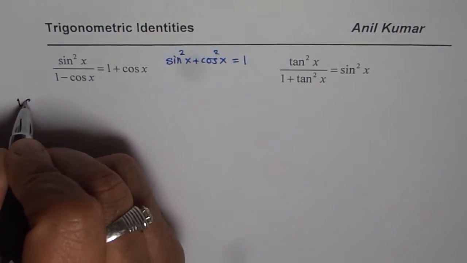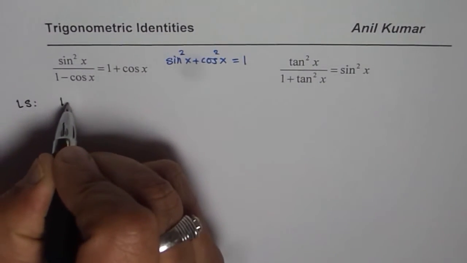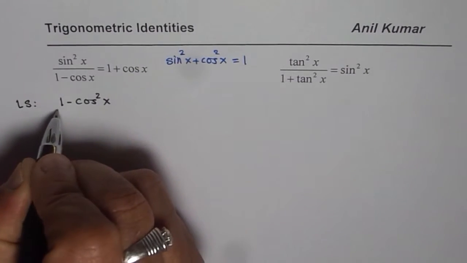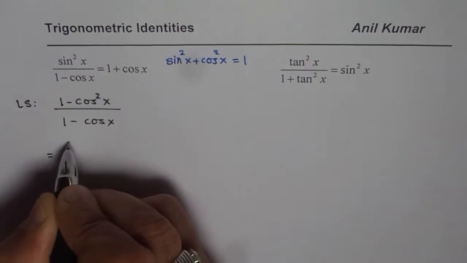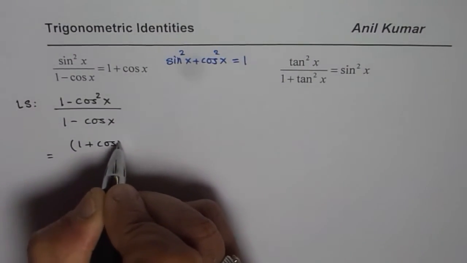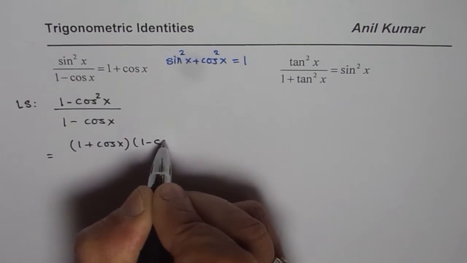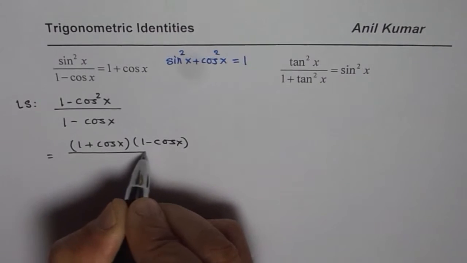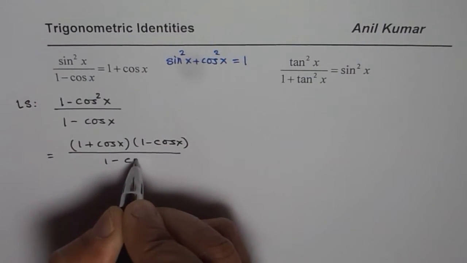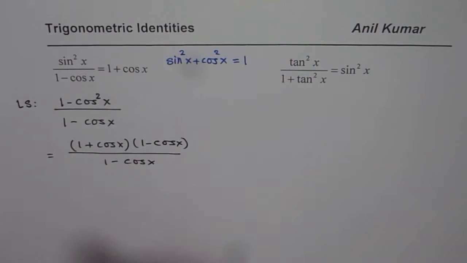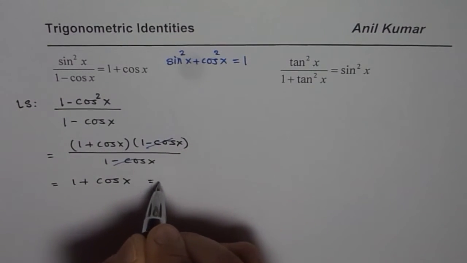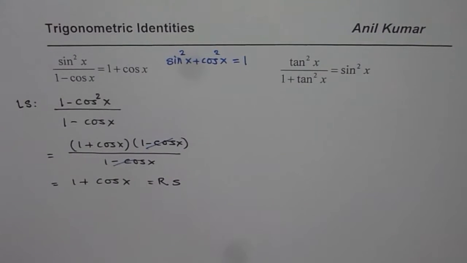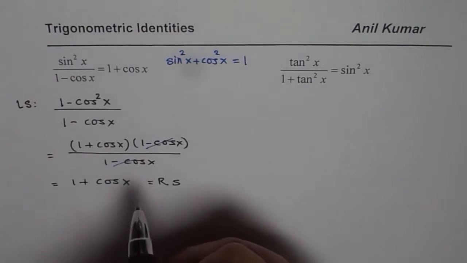We'll begin with the left side and write sine square x as 1 minus cos square x divided by 1 minus cos x. Now the numerator can be factored as 1 plus cos x times 1 minus cos x, correct? Difference of squares, and the denominator is 1 minus cos x. Now 1 minus cos x cancels out and you're left with what you need, 1 plus cos x, which is the right side, correct? So that is the strategy which we applied using the Pythagorean identity.